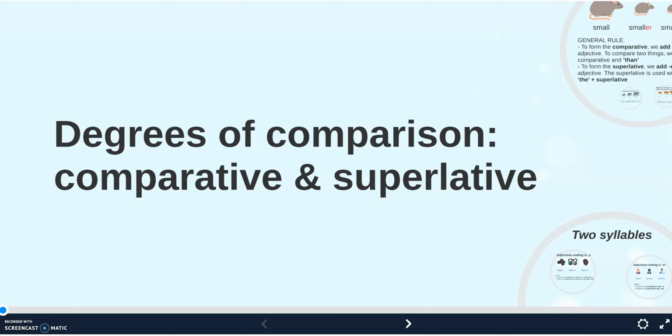Okay, today we'll learn something about the degrees of comparison. There are 3 degrees of comparison. The first one, the positive degree, then the comparative degree and the superlative degree.